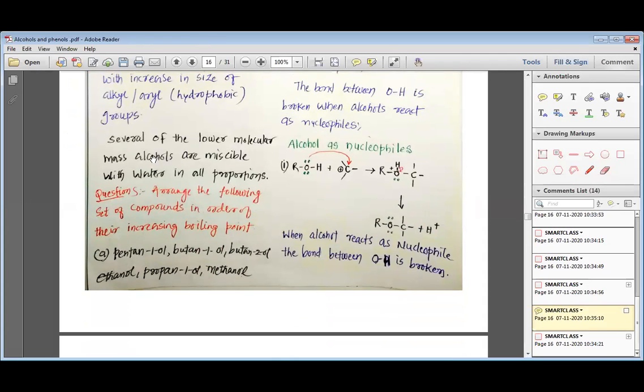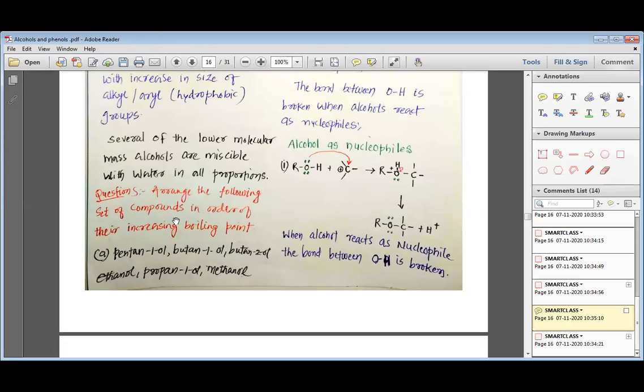Several of the lower molecular mass alcohols are miscible with water in all proportions. So methanol and ethanol are the kind of alcohols that are miscible in water in all proportions. Next question.